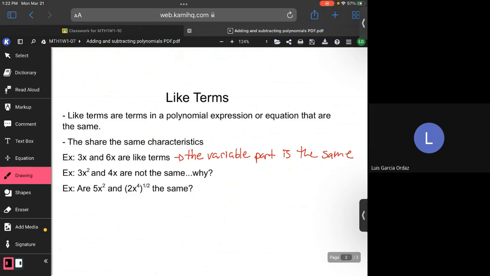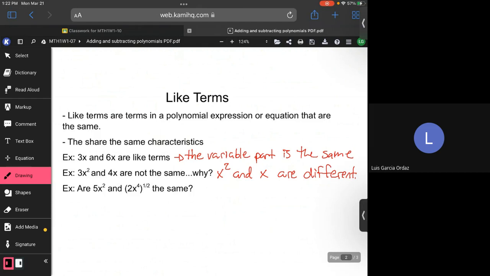Why are 3x squared and 4x not like terms? What makes them different, Matthew? 3x is squared. Yep. So x squared and x are different, unless the other x was x cubed. Yes, Sean? With 4x squared and 3x cubed, are those like terms? No, because x cubed is different from x squared. The exponents have to be the same for them to be like terms.